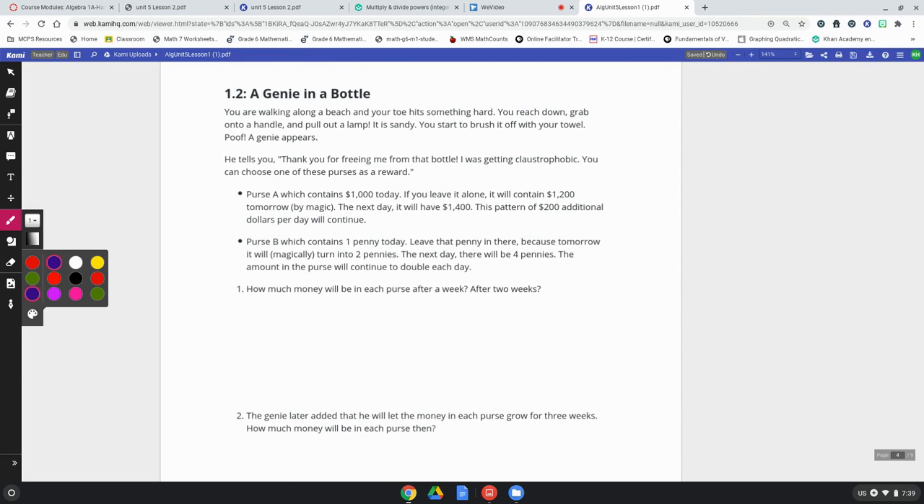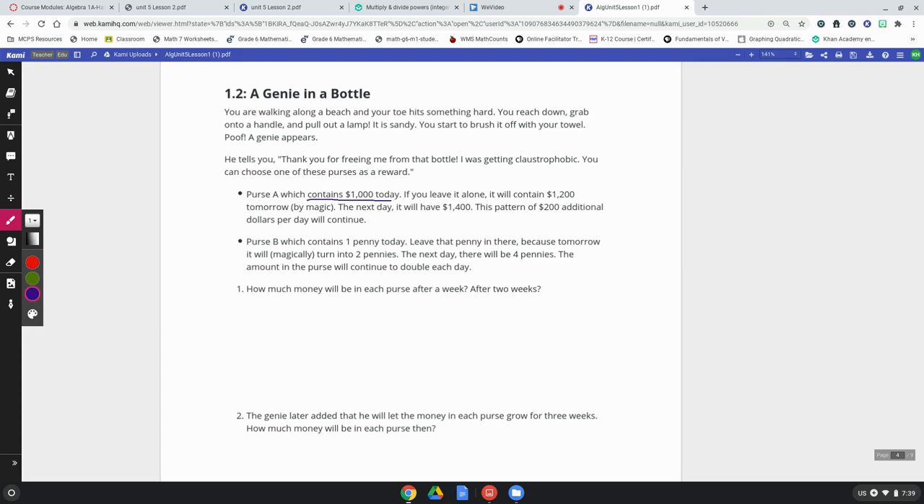So 1.2, genie in a bottle. You're walking along a beach and your toe hits something hard. You reach down, grab onto a handle, and pull out a lamp. It is sandy, so you brush it off with your towel. Poof, a genie appears. He tells you, "Thank you for freeing me from that bottle. I was getting claustrophobic. You can choose one of these purses as a reward."